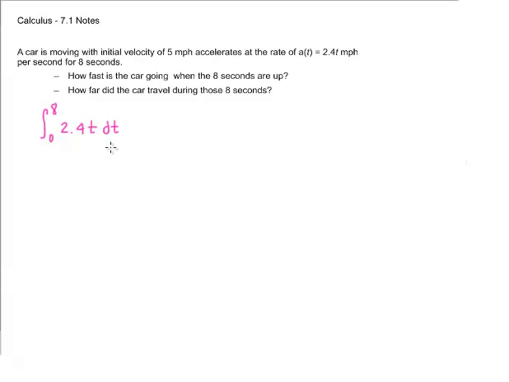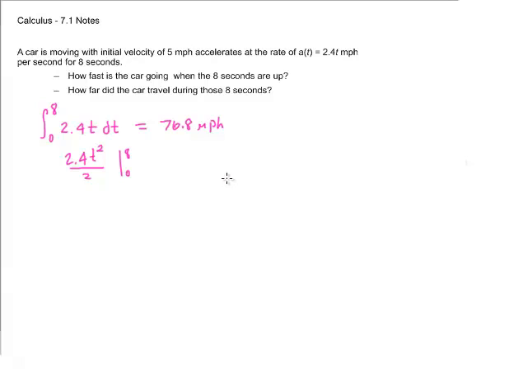Again, you can punch this into your calculator or not. You've got technology. It's a great thing to have, and if you don't, you're going to end up with 2.4t squared over 2, evaluated from 0 to 8. And if you do punch it in, either way you go, you're going to end up at 76.8 miles per hour. Okay, that's how fast the car is going when the 8 seconds are up.